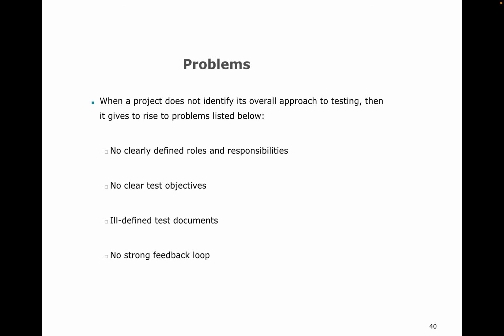Problems. When a project does not identify its overall approach to testing, it gives rise to the problems listed below: no clearly defined roles and responsibilities, no clear test objectives, no well-defined test documents, and no strong feedback loop.